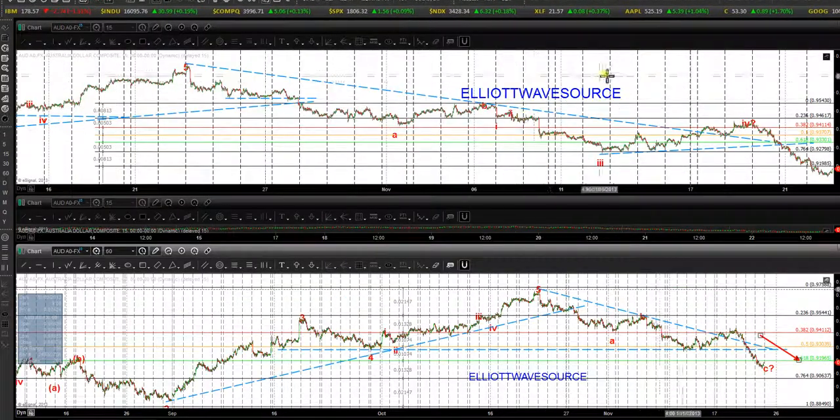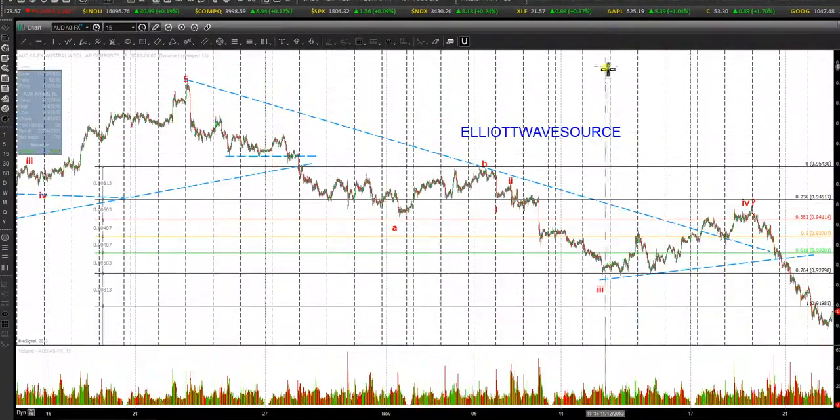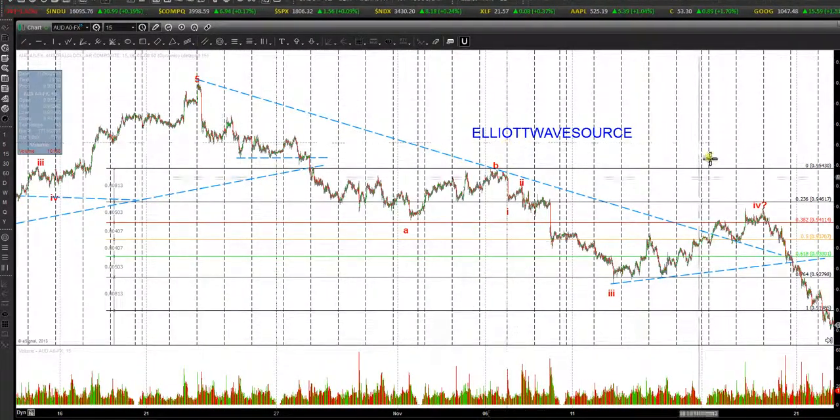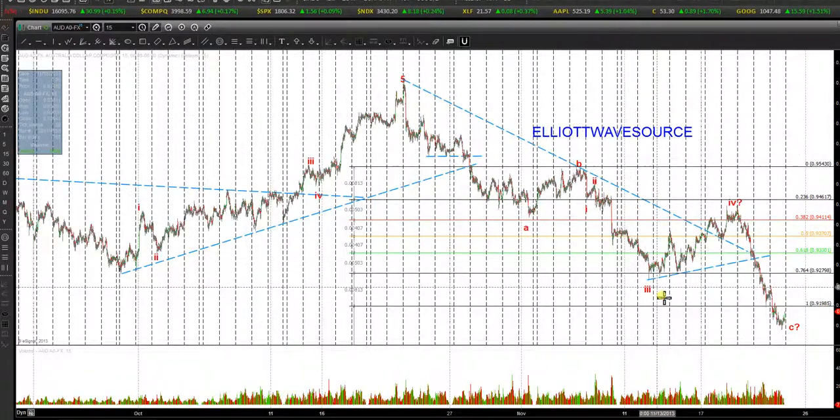Now as we take a look at the subwaves, we get a closer look at the picture. As we see, prices did move below that 100% level of 0.92. So we had that wave 1, 2, 3, 4.